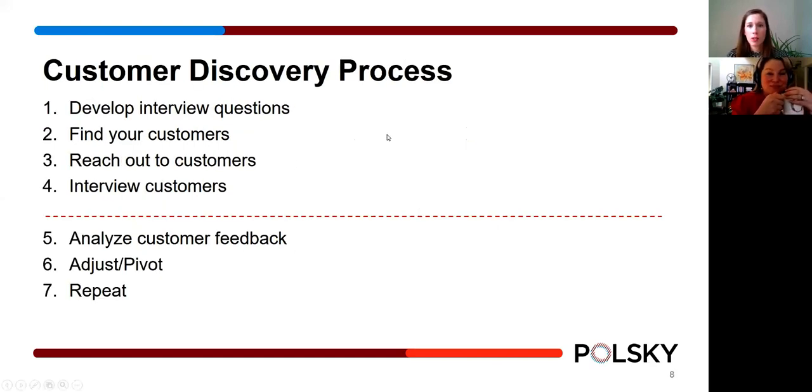In terms of the customer discovery process, in week one, we focused on the first four steps, which were coming up with interview questions, finding our customers, thinking about where they are, what social media or other media outlets might connect them to us. We talked about tools like LinkedIn as one way of being able to build out our personal network and find individuals to talk to. We practiced our outreach methodology. We'll cover that again today.